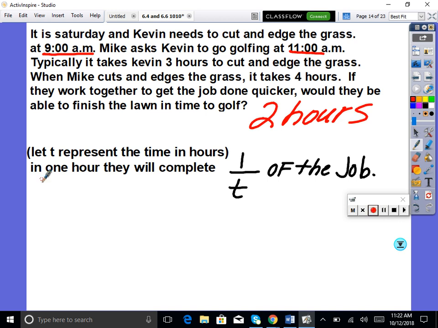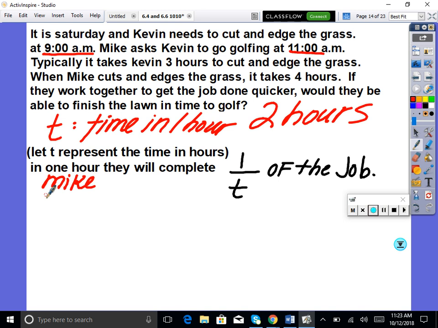Now think about it, write it out. We're talking hours here, so let's put things in terms of 1 hour. Everyone, we're going to let T represent the time in hours. Okay, so now think about it, guys. Mike and Kevin.